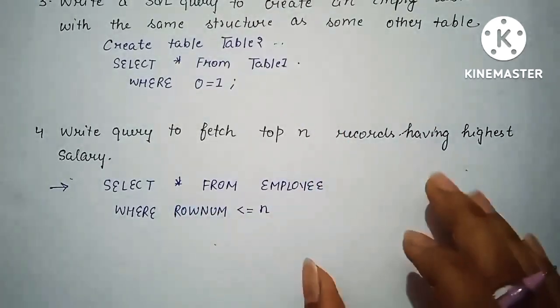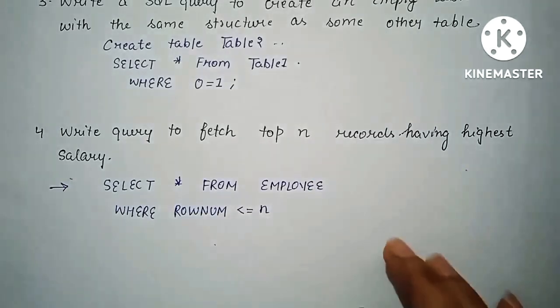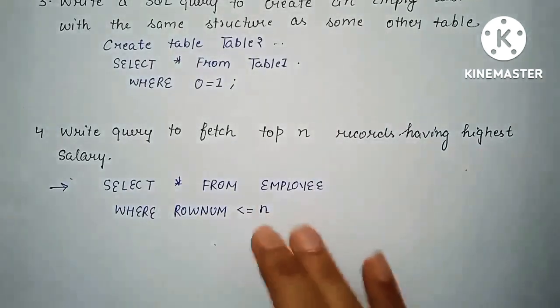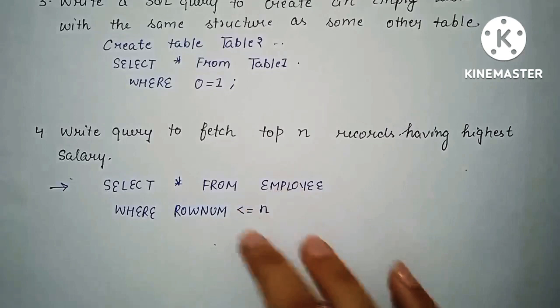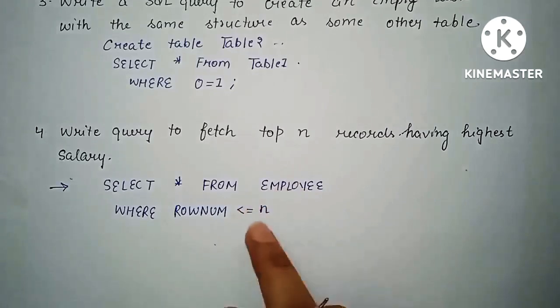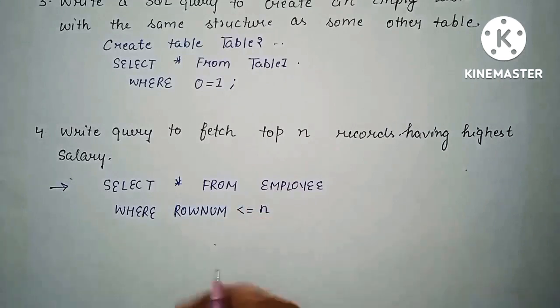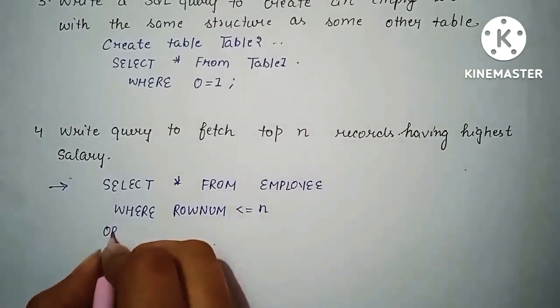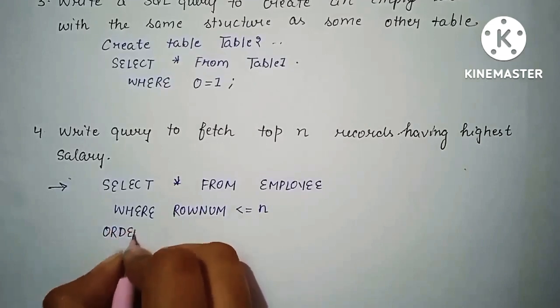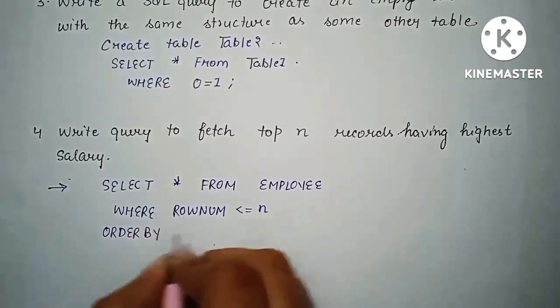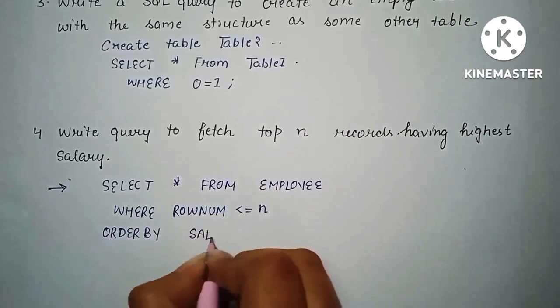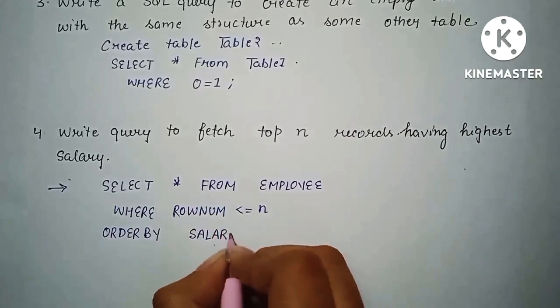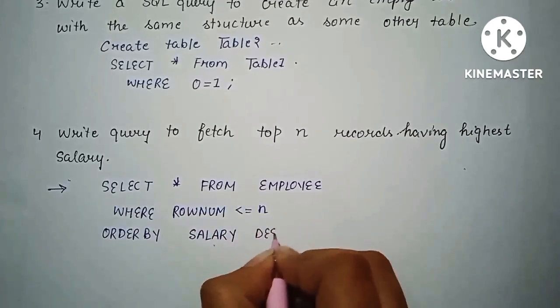Let's say if we want the top 3 records, top 4 records, top 5 records that have the highest salary, we can specify that in place of n. If we want 3, then we specify 3 over here, if 5, then 5, and so on. So n is just an indicator over here. Now here we will use an order by clause. Order by, on the basis of salary we want to order that table in descending order.